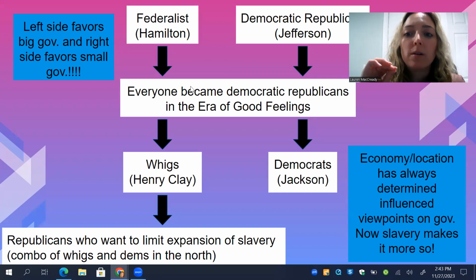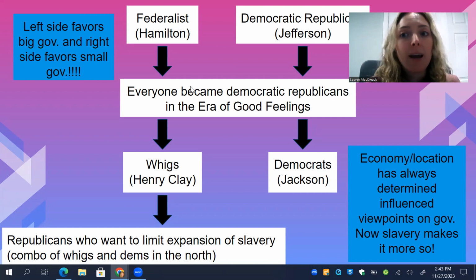So now slavery is the key issue in which party you're going to be a part of. It's not just agriculture versus industry. It is pro-slave versus anti-slave. And the Northern Democrats are our evidence for that, because now they are Republican, not Democratic.